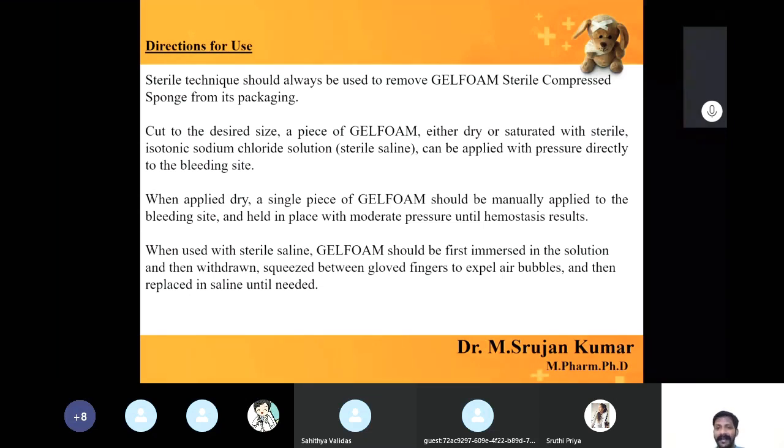A piece of gel foam, either dry or saturated with sterile isotonic sodium chloride solution, can be applied with pressure directly to the bleeding site. So the next step, what you need to do is cut to the desired size. When we say cut to the desired size, that particular absorbable gelatin sponge should be free from what? Fraying. When you say fraying, what do you mean by fraying?